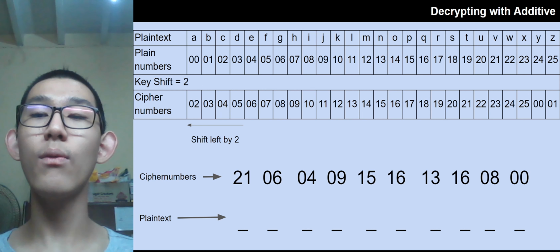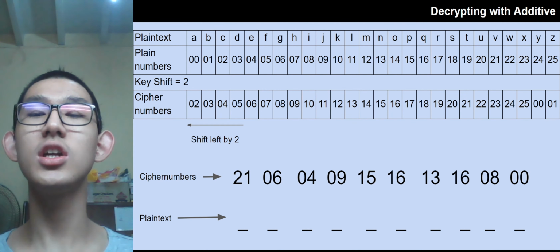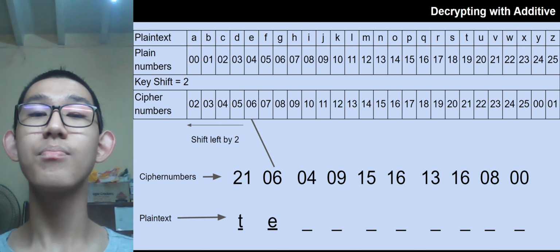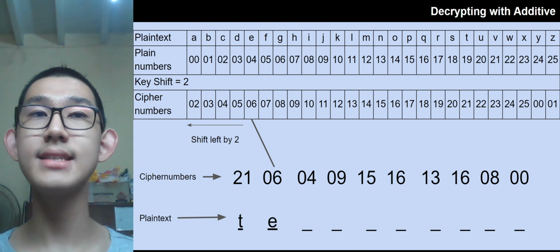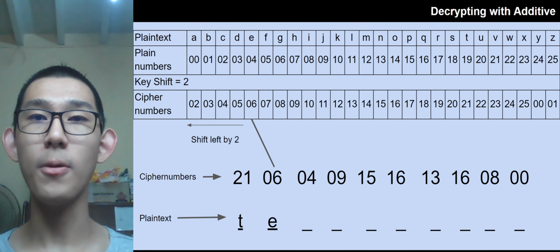I want to point out that when given a cipher number to decrypt, you must also have the key shift, or else you will be unable to decrypt the message successfully. And referring to the cipher table, we can see that a cipher number of 21 equals plaintext of T. Cipher number of 6 equals plaintext of E. One last time for the day, if you wish to figure out the next plaintext before I do, please feel free to pause the video whenever you want to.